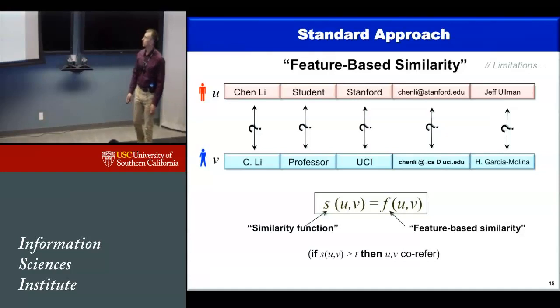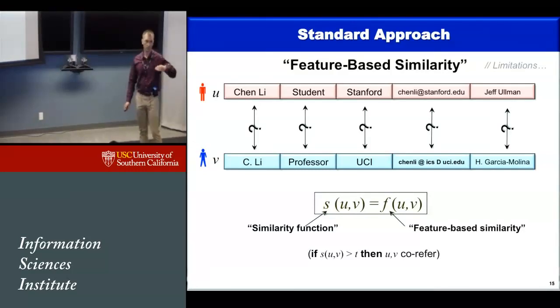So this is what we call the standard approach to entity resolution. If you have a tuple in a database, and these are, let's say, attributes of this tuple: this is a tuple for Chen Li. He used to be a student at Stanford, this is his old email address, and this is his PhD advisor. And this is the new tuple for Chen Li, so he's a professor at UCI, this is his new email, and maybe this is a collaborator, Hector Garcia.